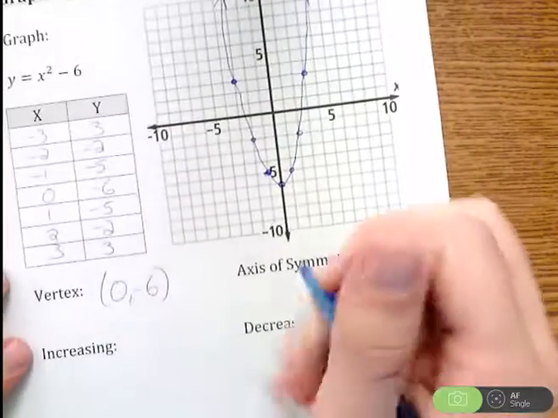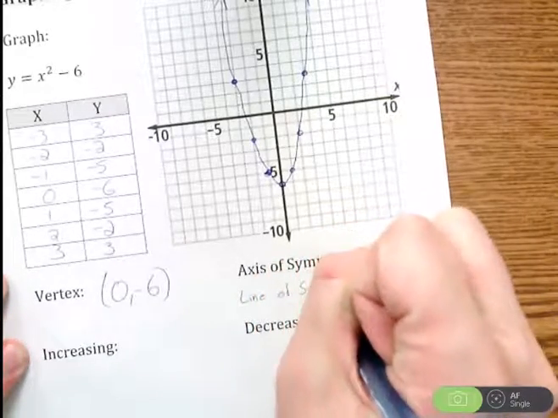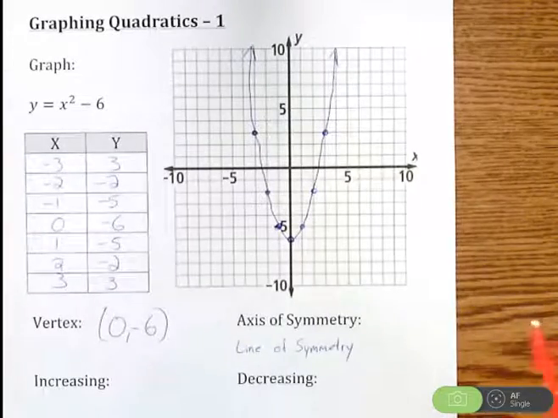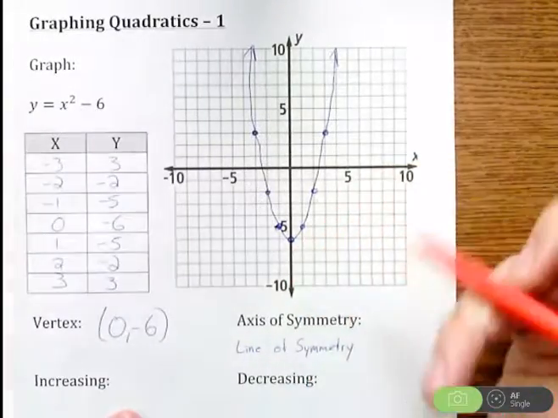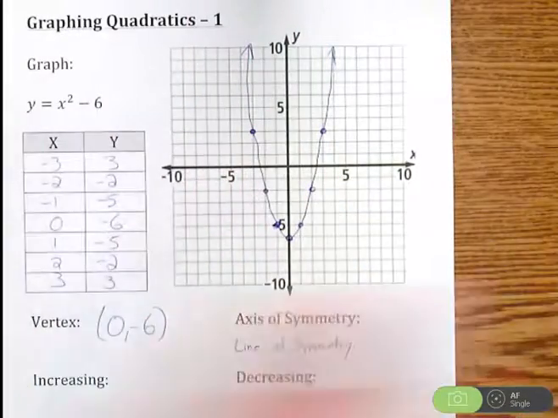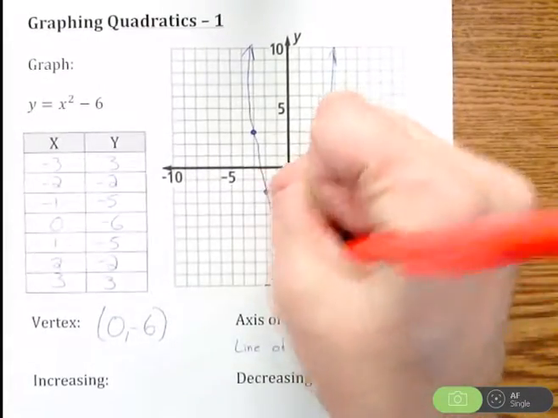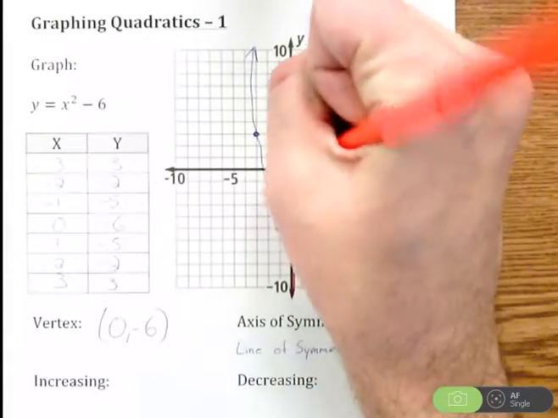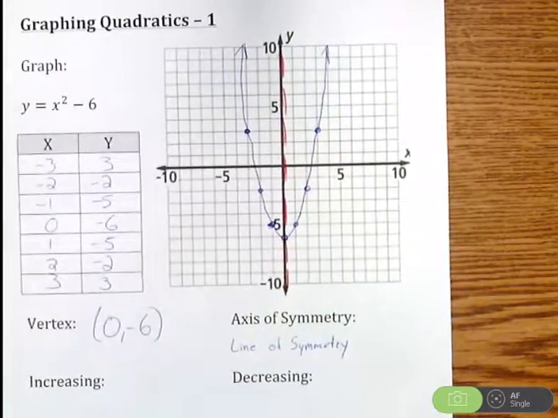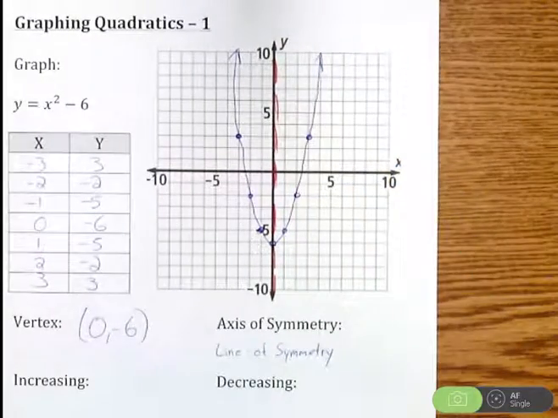Then we have this thing called the axis of symmetry. Another name for that could be your line of symmetry. Now in geometry and all that, you've dealt with lines of symmetry. What you think of is that there should be a line that when you fold the graph over that line, it matches on both sides, which goes right down the middle here. So I'm using red, and I'm putting dashes there. That would be my line of symmetry. So the right side should match the left side of this line of symmetry.